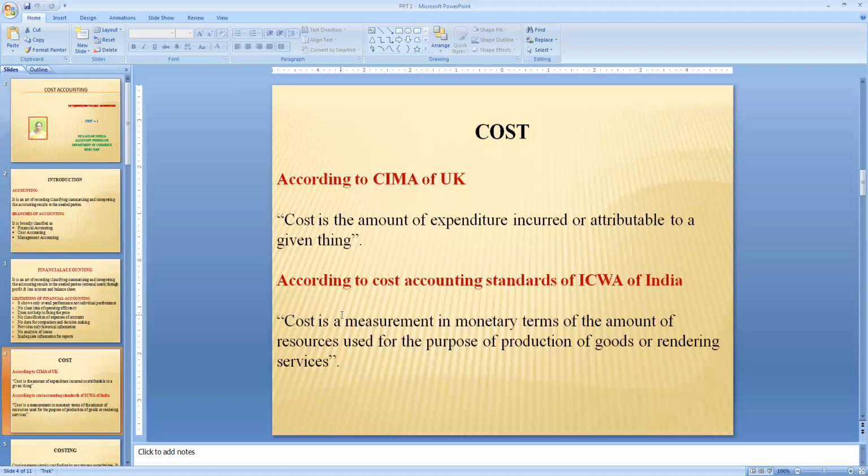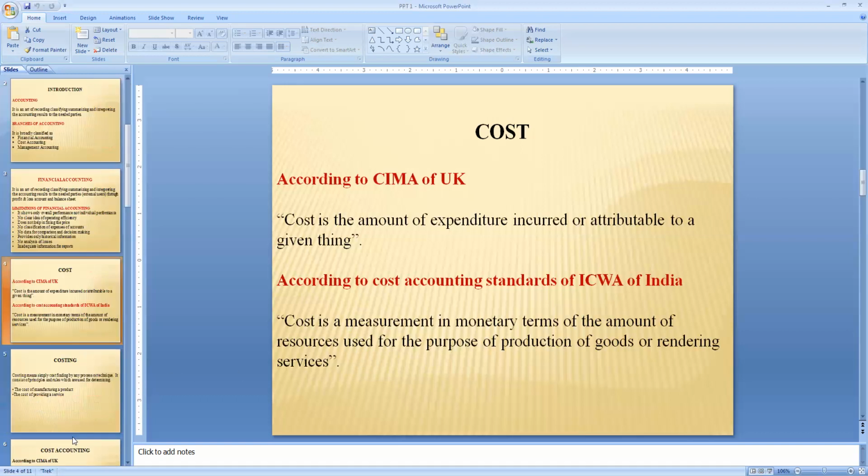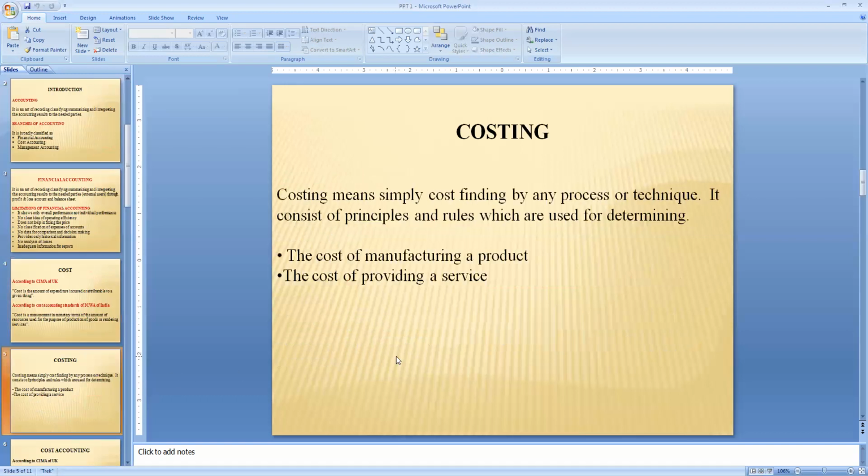Therefore, cost is nothing but the amount of expenditure incurred on a particular product, or the expenses incurred on production of a commodity. That is called cost. According to the cost accounting standards of ICWA, they have defined cost as a measurement in monetary terms of the amount of resources used for the purpose of production of goods or rendering of services. That is nothing but cost.